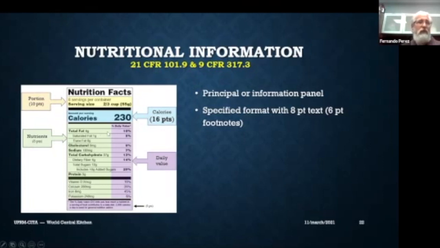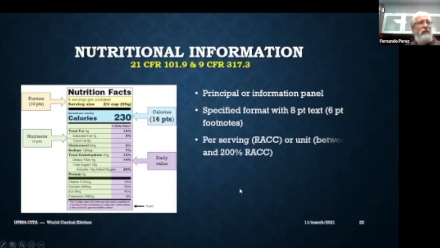But the graphic also changed. And it is written in the law, the requirements for sizes of the text. The serving size should be 10-point text. And calories should be 16 points. The nutrient information, all this information here, 8 points. And the footnotes are 6 points, okay? And then you have to include the daily value here. Okay, what else do we have here?